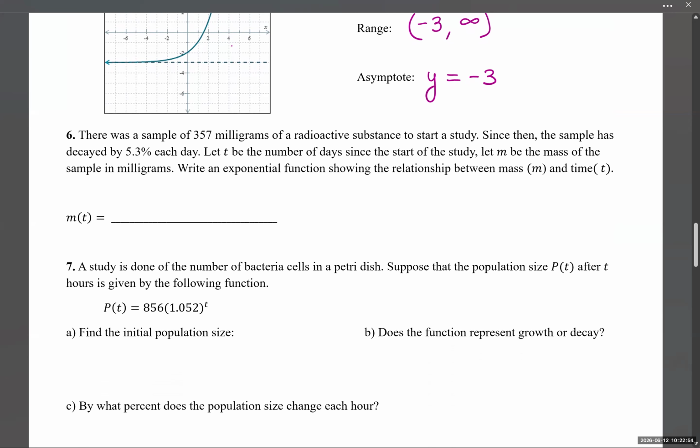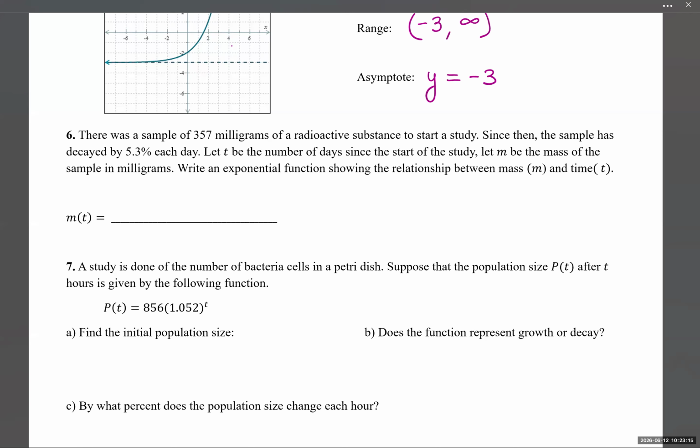A sample of 357 milligrams of radioactive substance was present at the start of the study. Since then, the sample has decayed by 5.3% each day. Let T be the number of days since the start of the study. Let M be the mass of the sample in milligrams. Write the exponential function showing the relationship between M and T.